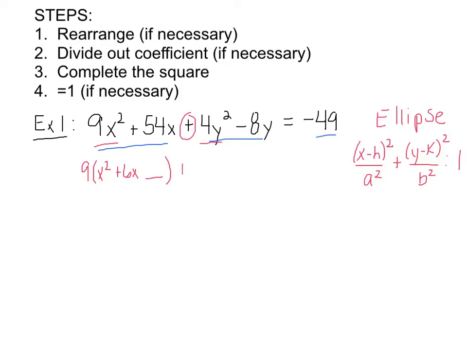Then we're going to divide out the coefficient of our y terms. So we're going to divide out the 4. So we're going to put plus 4 parentheses, divide it out, so y squared minus 2y. We're going to leave our space here because we're getting ready to complete the square. And because we have two spaces, then at the end of this parenthesis we're going to put 2 more spaces because remember we're going to have to balance it out. And then it's equal to that negative 49.